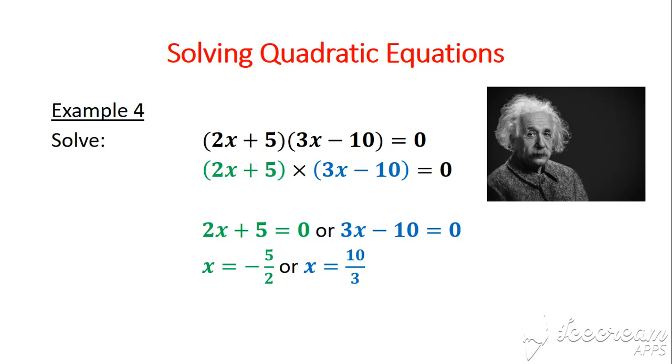Now I'm hoping you can see a very quick way of coming up with that solution, and it is as such. Looking at the first bracket, my solution is negative 5 divided by 2. It was a plus 5. And my second solution, it was a minus 10, so my second solution is positive 10 divided by 3. So we take the second part of the bracket and make it the opposite, and then divide by the number out the front of the x.